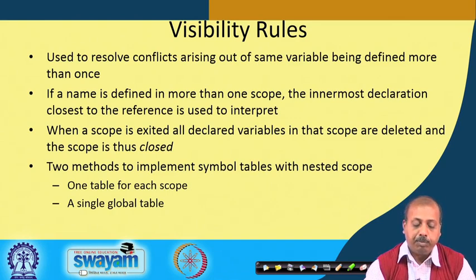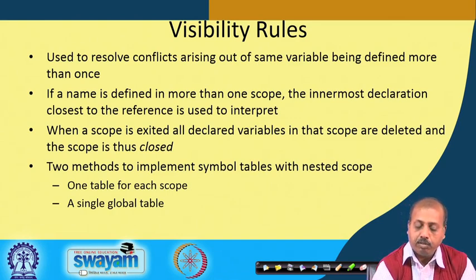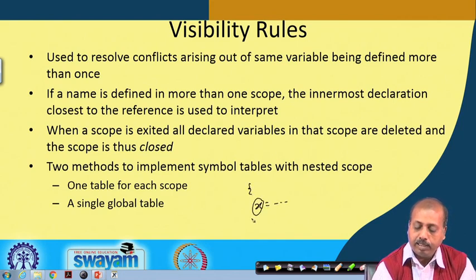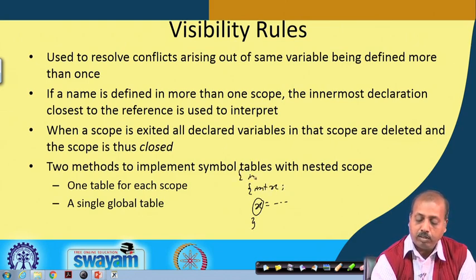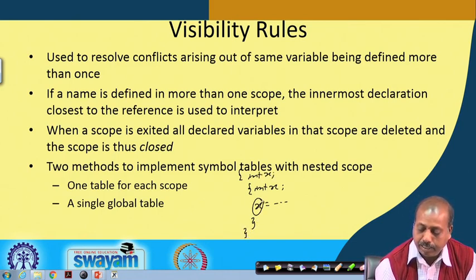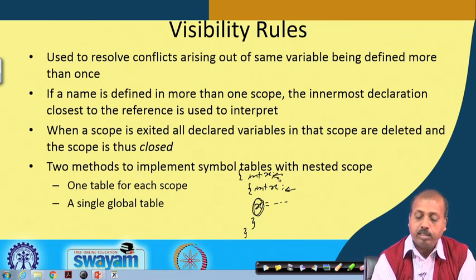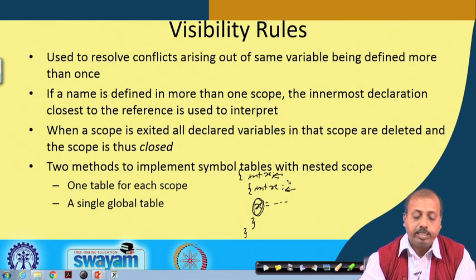Like it may so happen that we have got, say, one x equal to something here, and this x is defined in this block as well as it is defined in some outer block. So, in that case the rule says that for getting reference, it will refer to the local one, the innermost one, and if it is not available in the innermost one, then only the outer one will be used. So, that is the innermost declaration closest to the reference, it will be used for the interpretation.